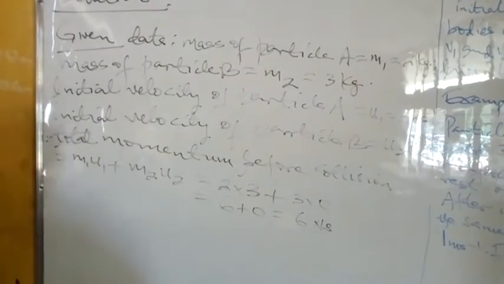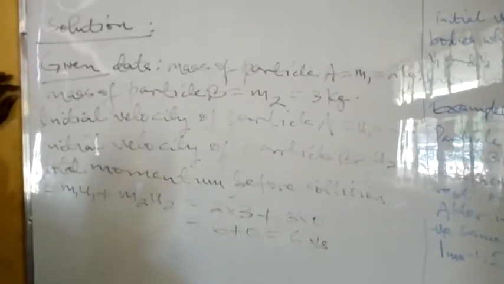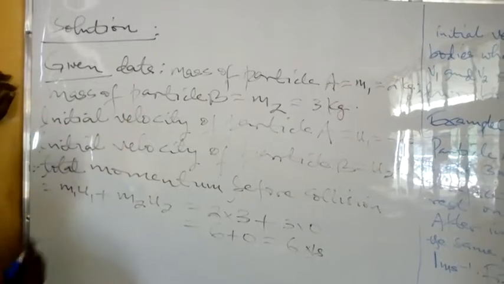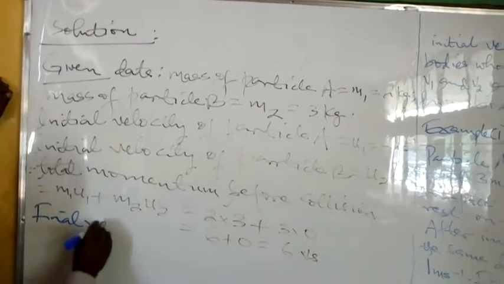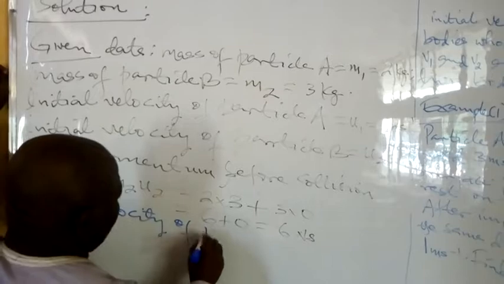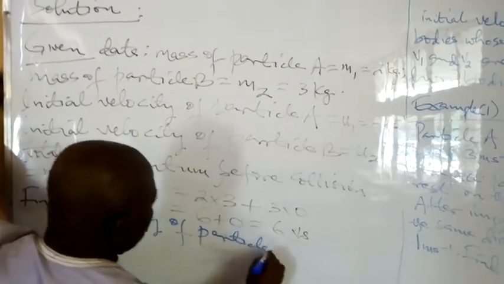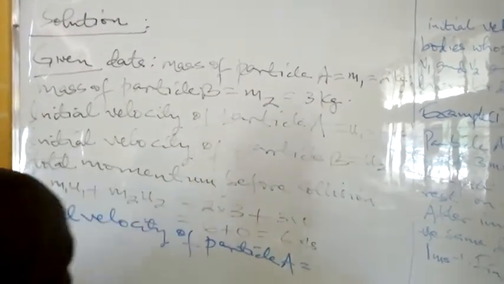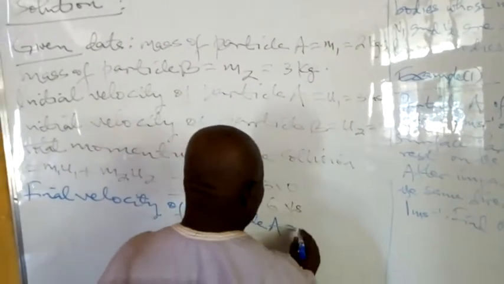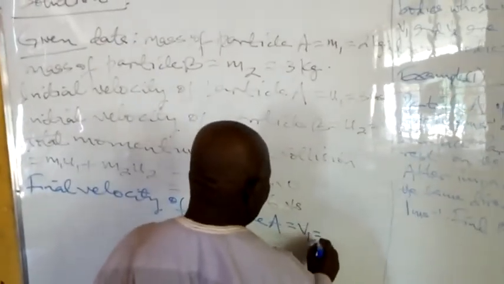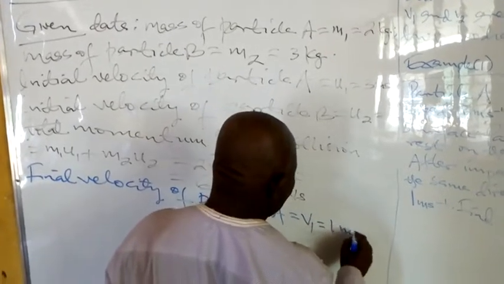Now, the final velocity. Final velocity of particle A is v1, which is 1 meter per second.